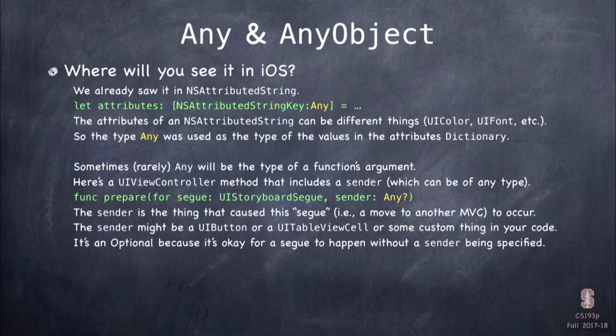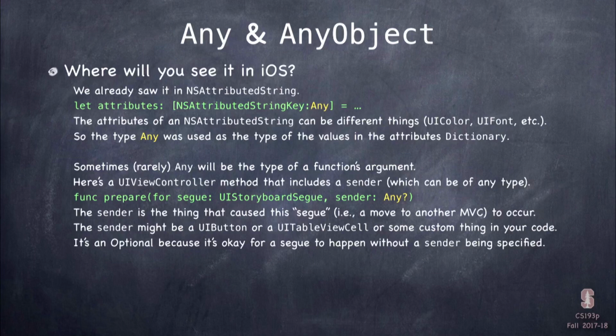So it could well be a button that sender is. But it can also happen if you click on a row in a table view. So that's not a button, that's a table view cell, okay? Or it could happen from something else. It could even happen by code, in which case this is nil. So that's why you need any right there, because you're not sure whether it was a button or a table view cell or something else that caused this thing to happen.